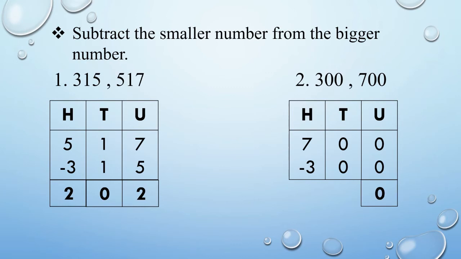Now the tens column here, 0 tens minus 0 tens is 0 tens. Now the hundreds column here, 7 hundreds minus 3 hundreds means 4 hundreds. Very good. So the answer is 4 hundreds, 0 tens and 0 units, means 400.